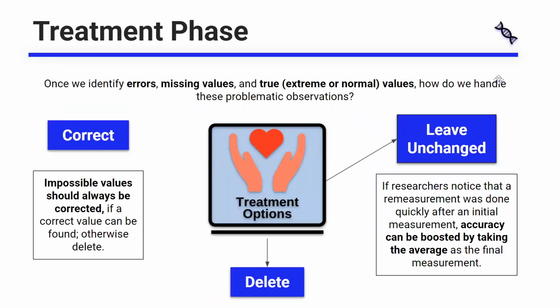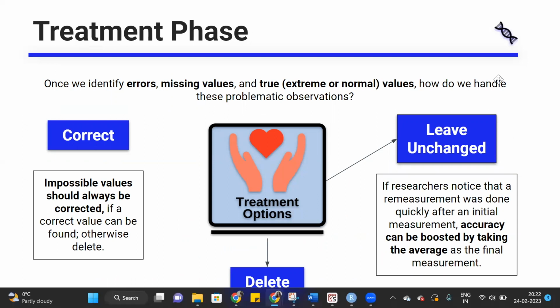All right, so like in medicine, once we've screened, once we've diagnosed, now it's time to treat. What are our treatment options? Well, once you've identified the errors, the missing values, and the true values, whether they're extreme or normal, we really have 3 options in our data science toolbag. Either we can correct the data, we can delete the data, or we can just leave it unchanged.